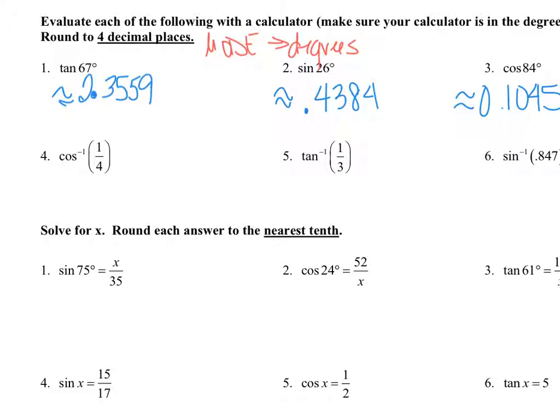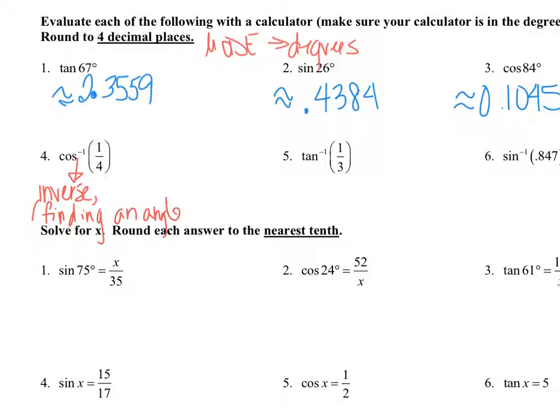Let's look at the next set of calculator examples. Notice that we have this little -1 on all these problems. That doesn't mean to the negative first power. That means that you are taking the inverse and that you are looking for an angle. Anytime that you want to find an angle, you always use the inverse in your calculator.